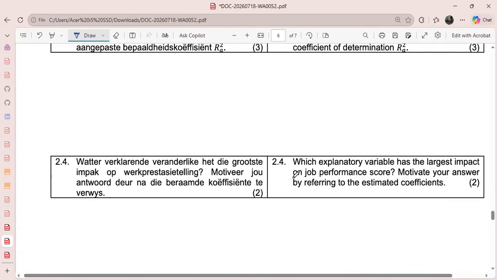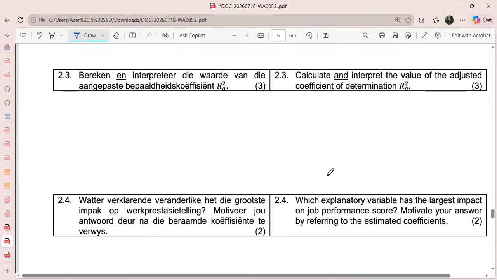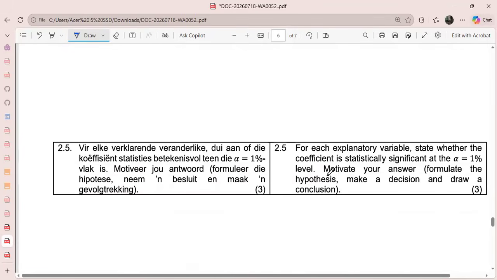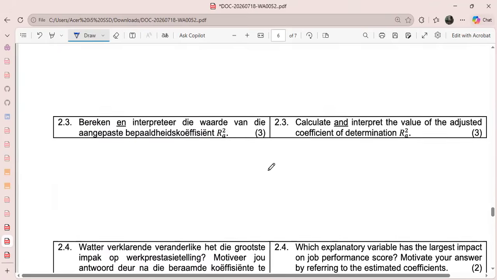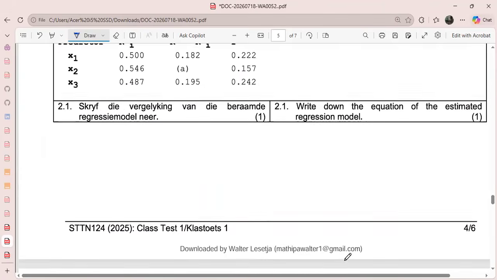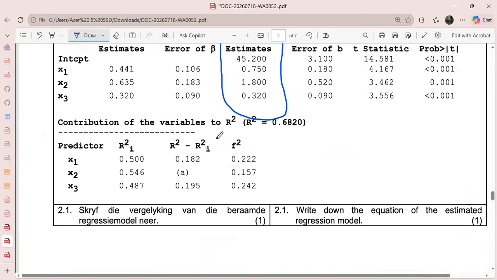And then what's another question? Which exponential variable has the largest impact? The largest impact, the contribution to r squared. They're talking about the contribution to r squared. When they say the largest, you go here, contribution to r squared. You check, you have 0.182, you have the a here, you have 0.1495. Before you can get the answer, you need to get this unknown. How do you get the unknown? Remember I said you're going to use r squared, 0.6820 minus 0.546. You get this a here.